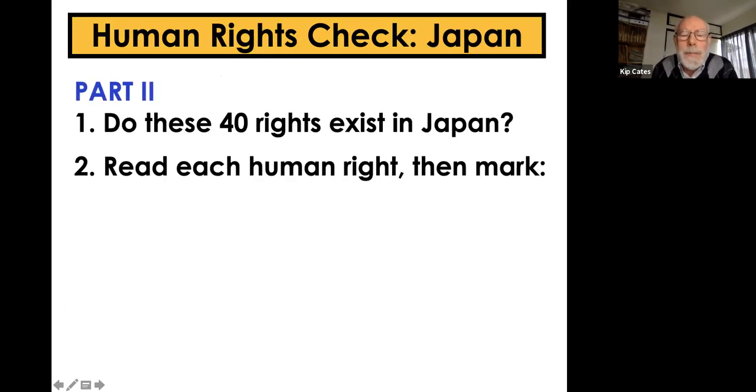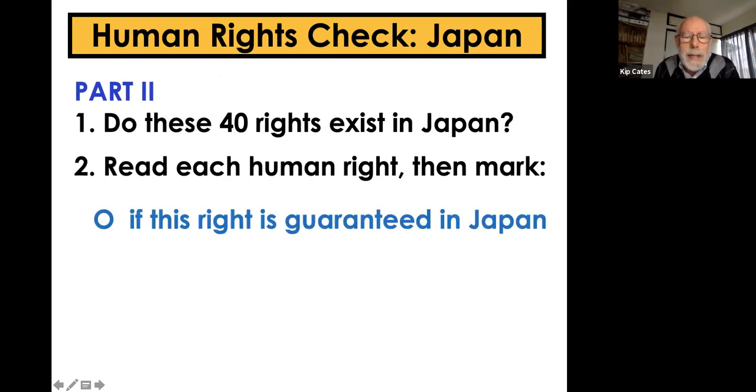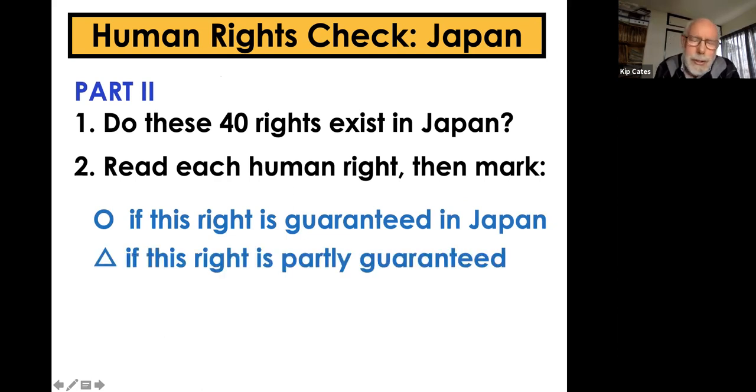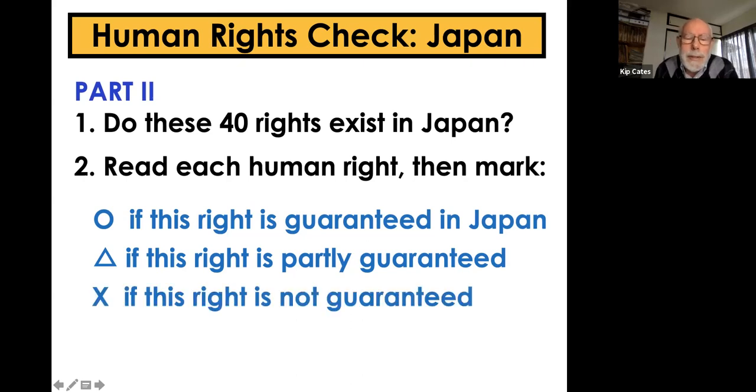So I explain. We've got this list of 40 human rights. In pairs or groups, read each human right, and if it's guaranteed in Japan, put a circle, maru. If you're not sure, partly guaranteed, you can put a triangle. If it's not guaranteed, use an X. And if you're not sure, just pop in a question mark, okay?